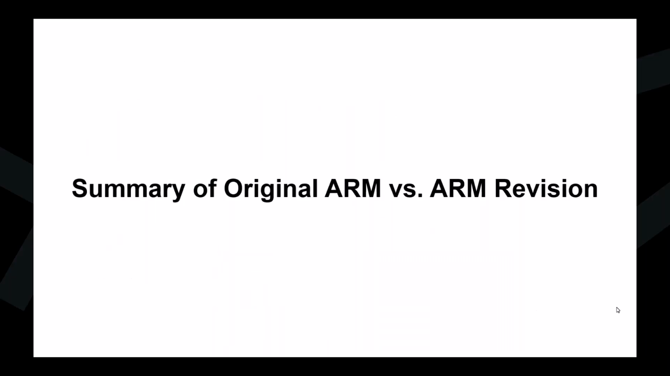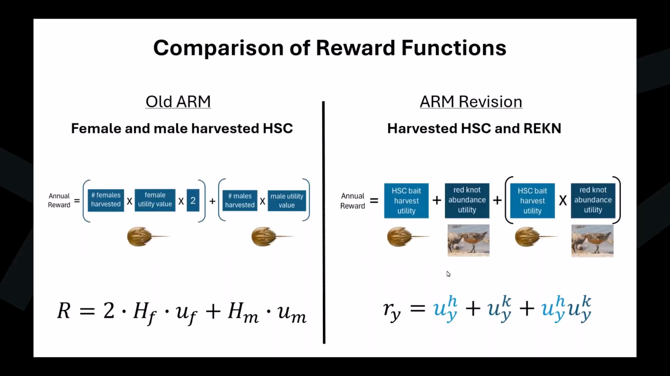Okay, so now we're going to do more of a side-by-side comparison of the components, just as a review here of the original and the revised arm. So in the original arm, recall that the reward is informed by both horseshoe crab and red knot abundance and harvest. And the form of the reward has harvest and utility in the reward function.